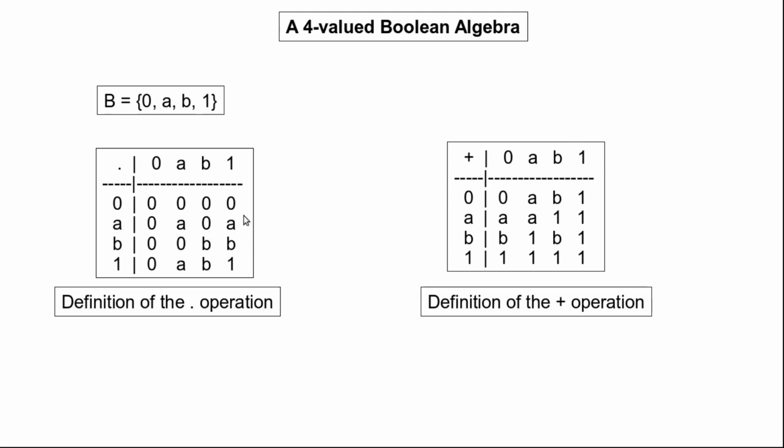Why? Because it satisfies both the conditions: A plus B is equal to 1, the identity element with respect to dot, and A dot B is equal to 0, which is the identity element with respect to plus. So like this you can test out all the different things and you'll see that in fact these two operations, the way we have defined them, satisfy the 6 conditions of Boolean algebra, and hence this is a 4-valued Boolean algebra.